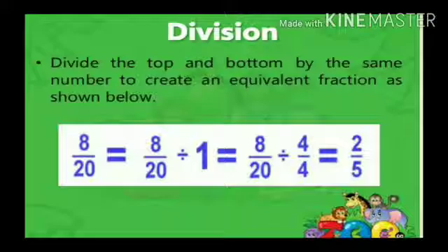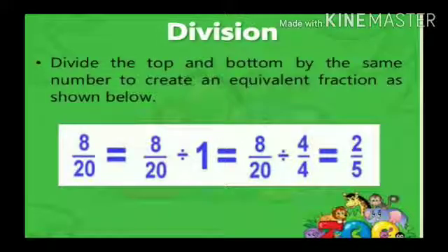Now, you can also find the equivalent fraction by dividing the numerator and denominator by the same number. So here you can see in this example 8 upon 20, which is equal to 8 upon 20 divided by 1. So in place of 1 we can write 4 upon 4.